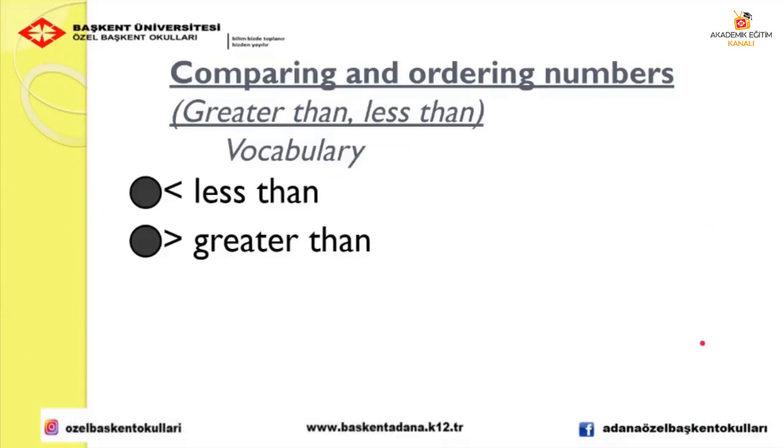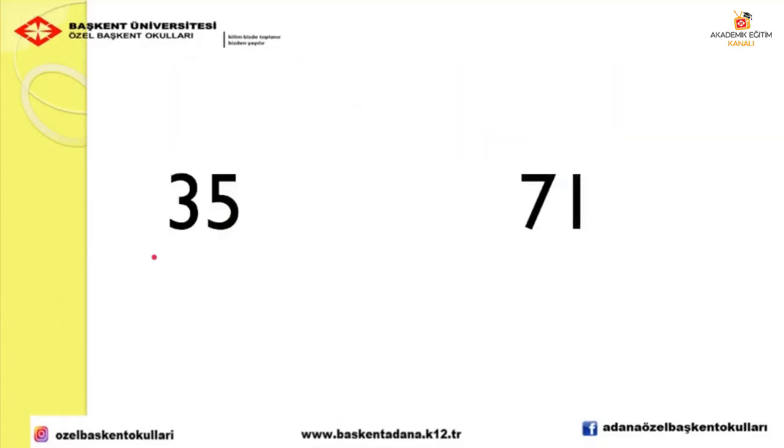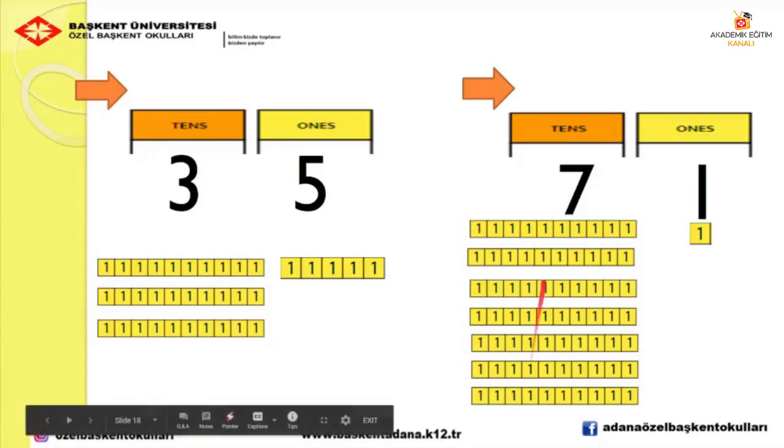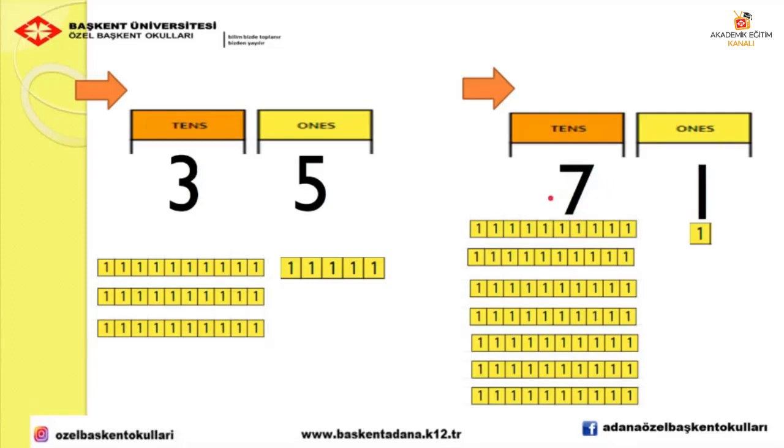Comparing and ordering numbers. In this topic, the words to remember are less than and greater than. Now, let's look at these two numbers. Can you say them in English? You're right. That's number 35, and this one is 71. There are 3 tens in number 35, but there are 7 tens in number 71. Now, which number has more tens?